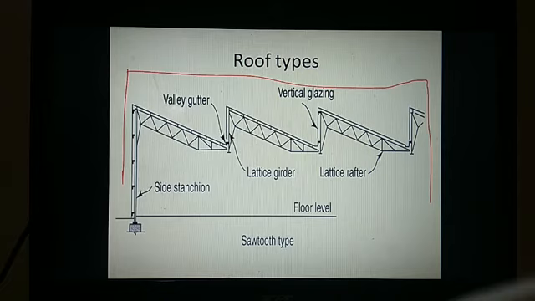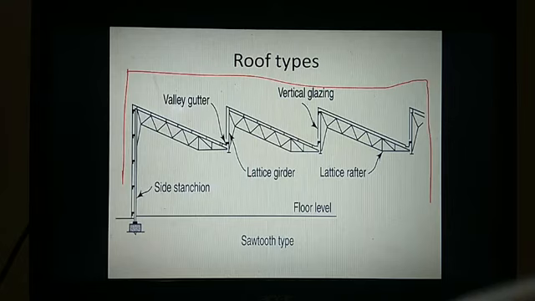So where can you find this kind of system in regular applications? You can find it in railway stations. If you see your railway station, it's not a suspension bridge, sorry, Srinivas Gaud. You can find this kind of roof type system in your railway station.